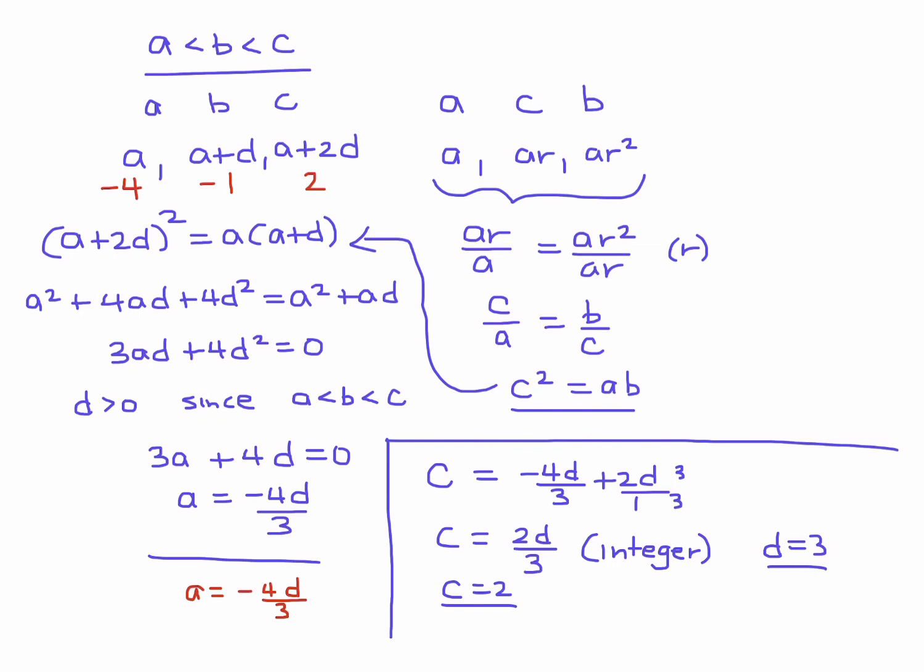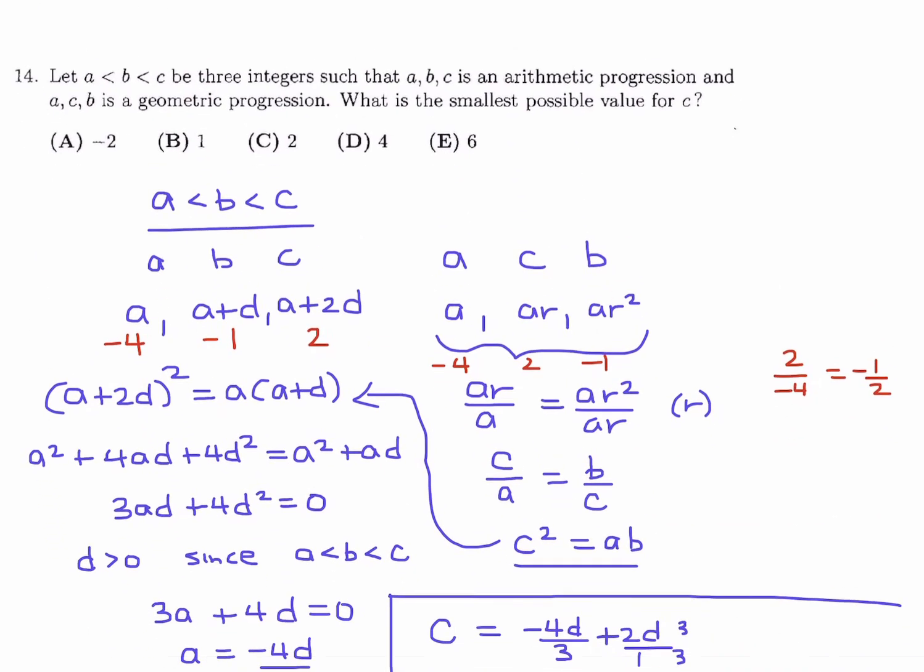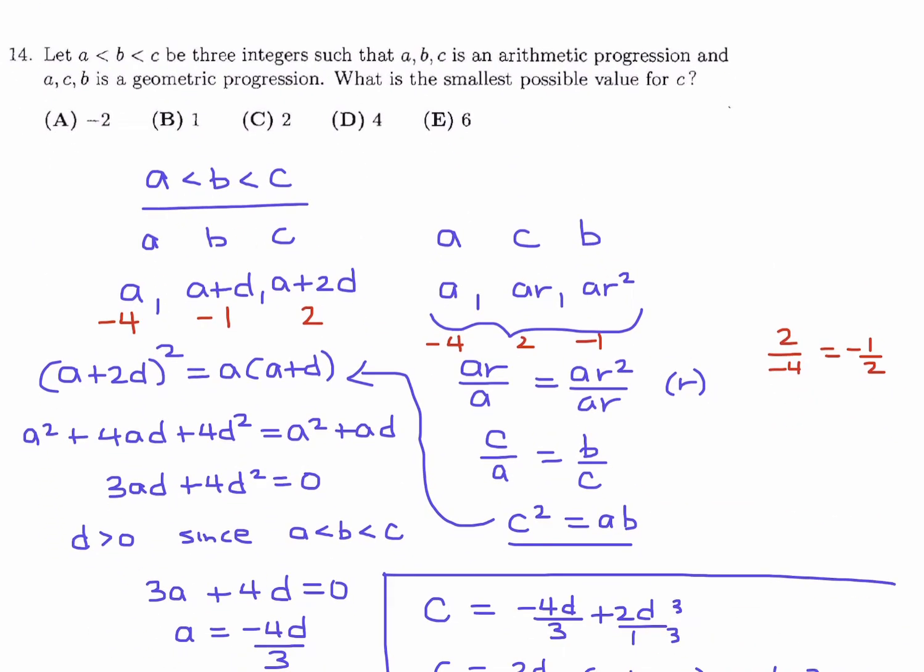Over on this side, the geometric progression, A is negative 4, C is 2, and B is negative 1. So R is 2 over negative 4, which is essentially negative a half. So this works out. So the answer is 2 for C, and therefore number 14, it's choice C.